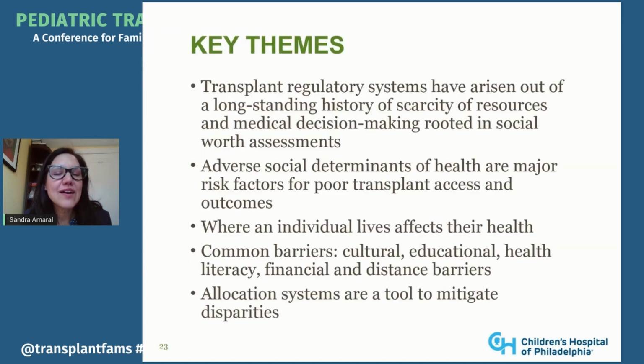So key themes so far. Transplant regulatory systems have arisen out of a long-standing history of scarcity of resources and medical decision-making that was really rooted in social worth assessments. Adverse social determinants of health play a major role in poor transplant access and outcomes. Where an individual lives can affect their health and their access. Common barriers include cultural, educational, health literacy, financial, and distance barriers. And allocation systems can be a tool to mitigate disparities.